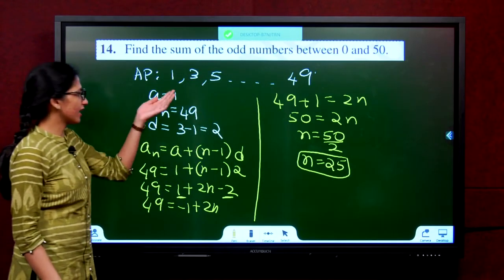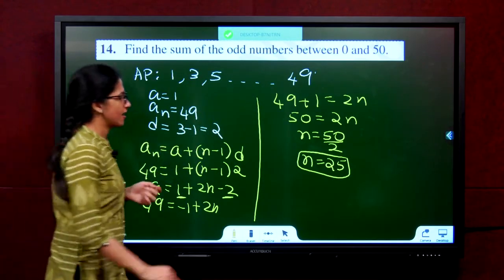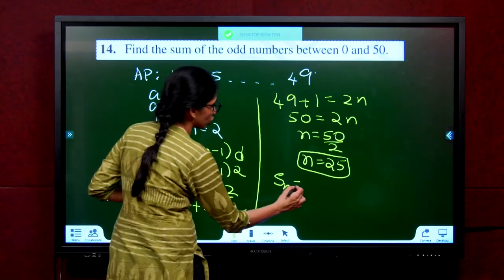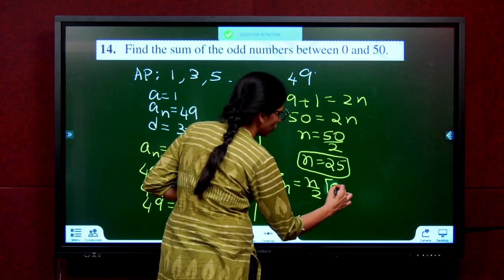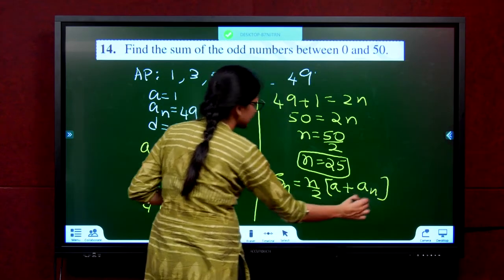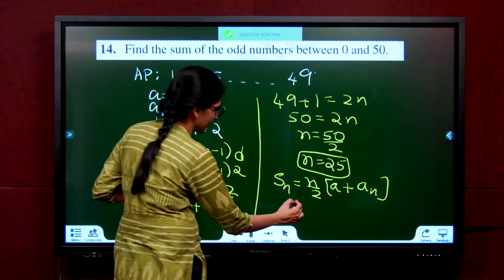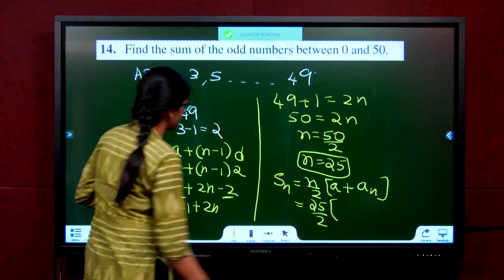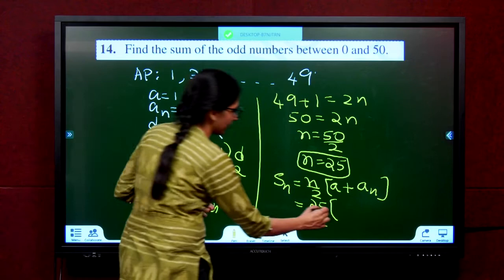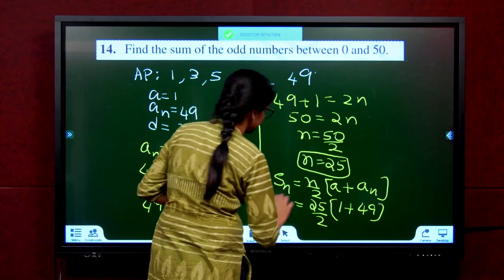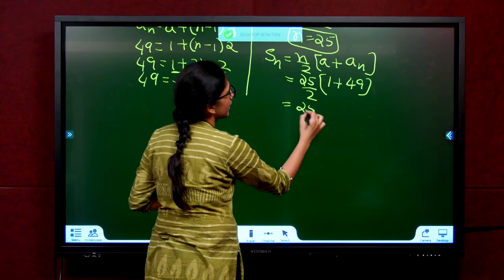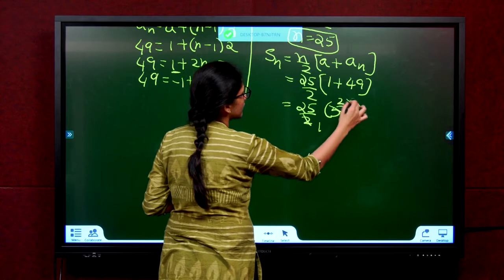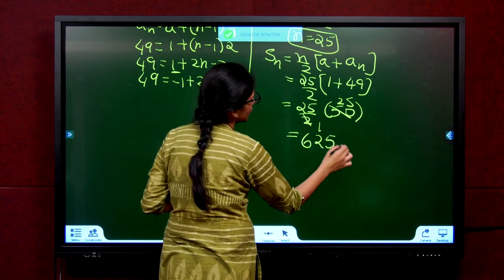We have n, we have the rest of it. Can I now find Sn? Yes. Which formula will I use? Since I have an, I will go for the first one because it's shorter. You can go for the second one also, no problem. So Sn is n by 2 into a plus an. What is n? 25 by 2. What is a? 1. an is 49. 1 plus 49. 25 by 2 into 50. 2 ones are 2, 25s are 25 into 25, 625.